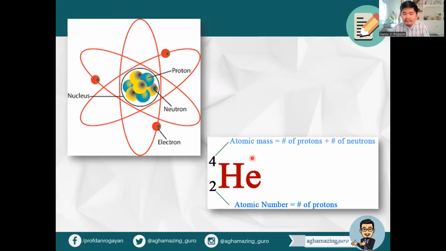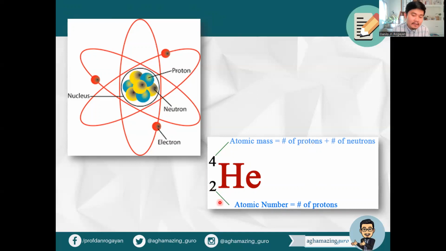So say for example here we have the element helium. The number here in the superscript, that is your atomic mass, and the subscript is your atomic number. Earlier we cited that your atomic number is equivalent to your number of protons and to the number of electrons. Now, if we're going to get the atomic mass, we will just add the protons and neutrons. Kaya meron tayong atomic mass. Atomic number is equivalent to protons. So if you want to get, for example, the number of neutrons, atomic mass minus protons, or minus atomic number.